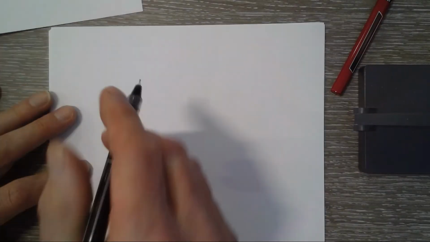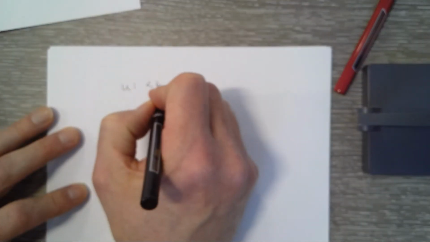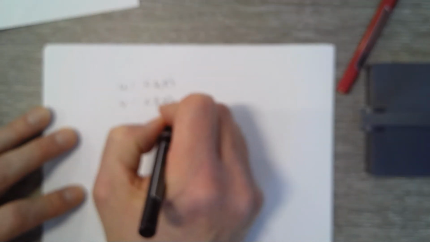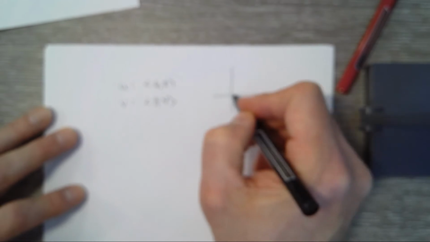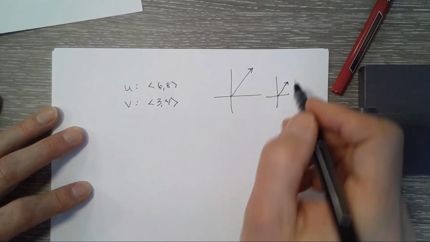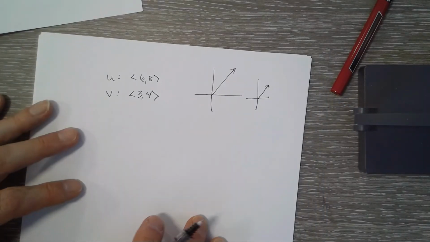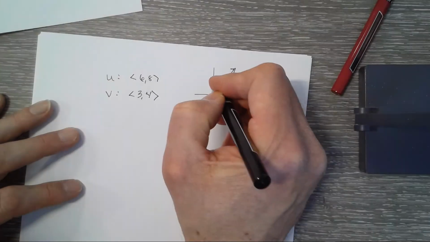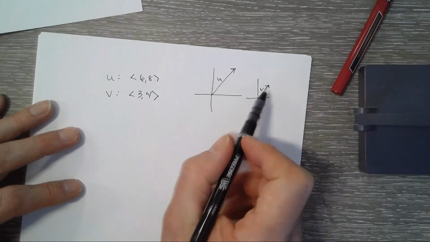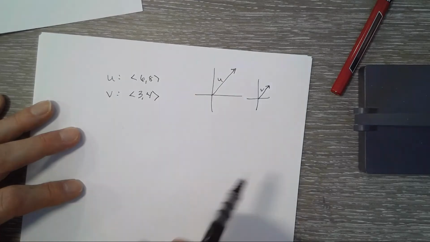What if I had a vector that was 6, 8, and I had another vector which is 3, 4. So 6, 8 is this, 3, 4 is this. You can see that they're the same direction. So if this is U and this is V, how much does V help with U? Well, looks like it's helping its entire magnitude because they're going the same direction. So let's project V onto U.